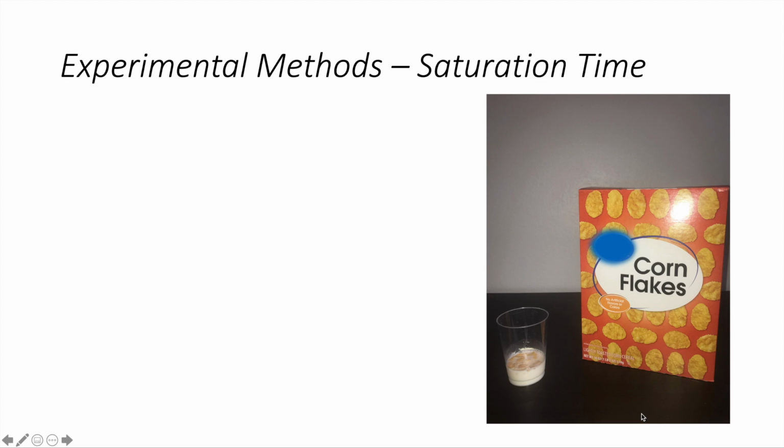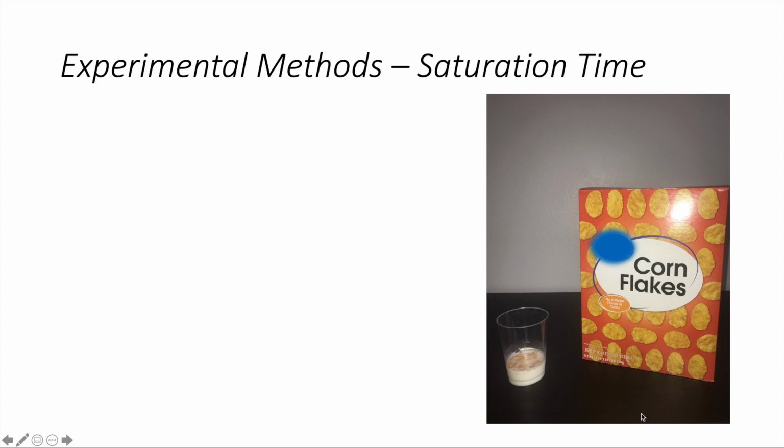So let me talk about my experimental methods. On the right, you can see the cereal box that I used. I used very generic cornflakes, and what I was mentioning before about the type of cereal is important, because a lot of cornflakes nowadays can have sugary coatings, and so that can actually affect the time it takes for the cereal to become soggy.